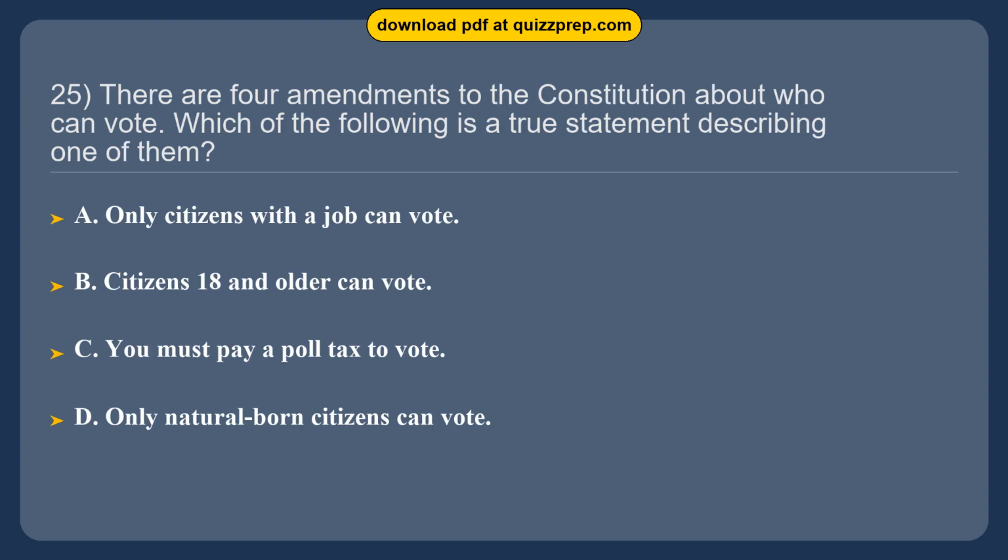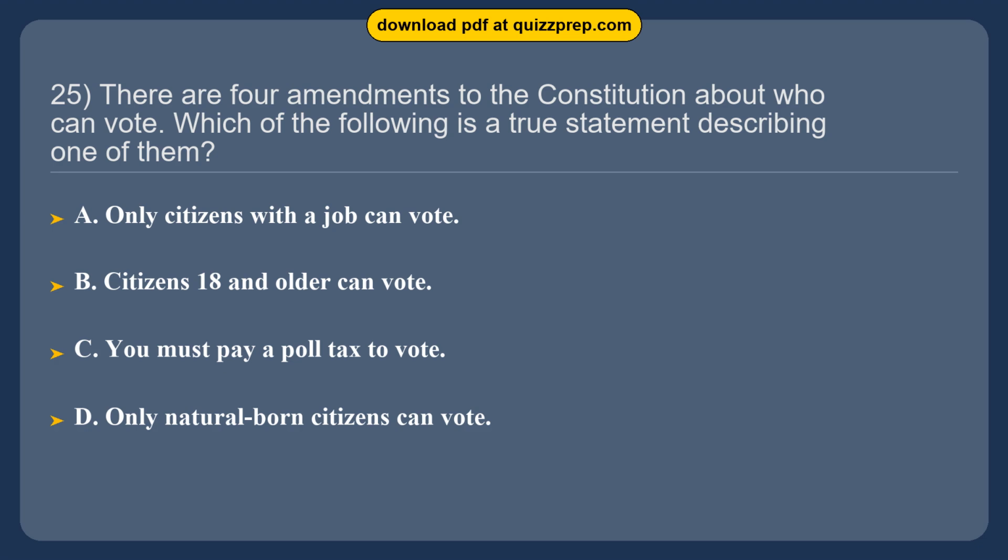Question 25. There are 4 amendments to the Constitution about who can vote. Which of the following is a true statement describing one of them? Option A, only citizens with a job can vote. Option B, citizens 18 and older can vote. Option C, you must pay a poll tax to vote.